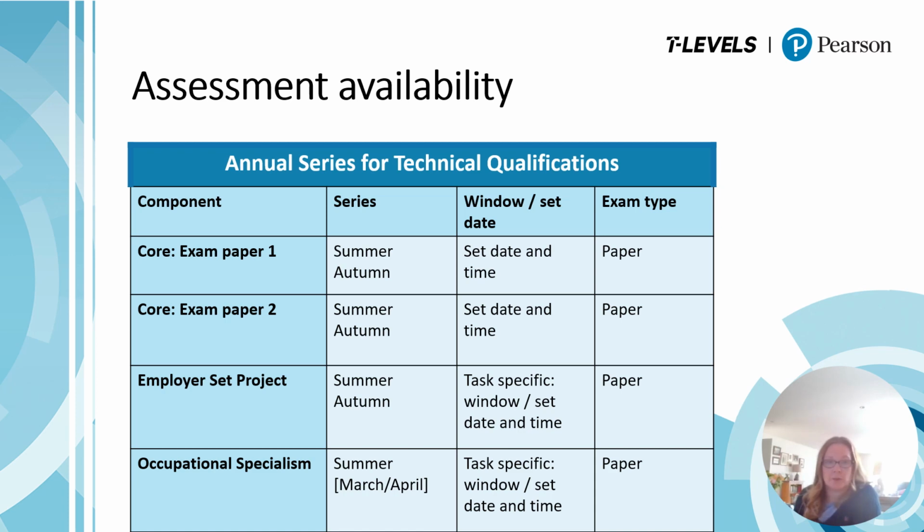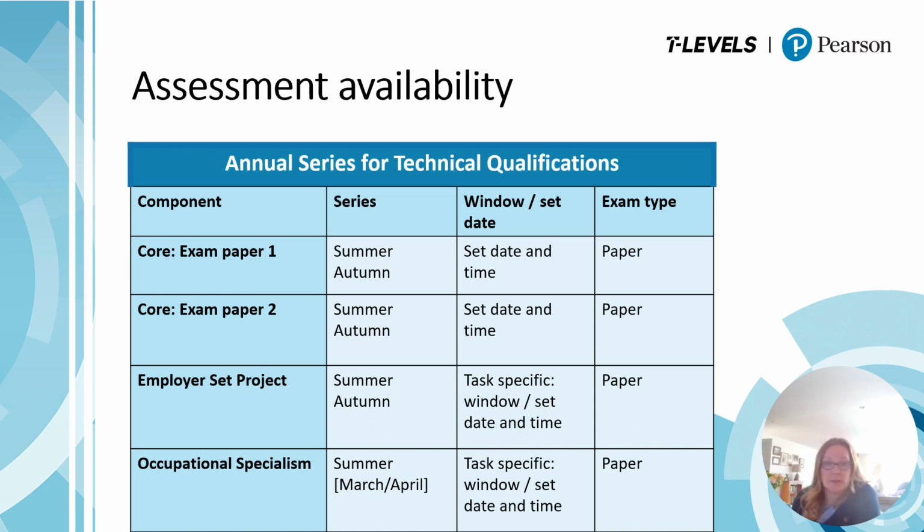There are two components: the core component and the occupational specialism. The core component has two subcomponents: the two exams and an employer set project. Students do not have to sit both subcomponents in the same series. For example, they could sit the two exams in the summer of their first year and the employer set project in the autumn of their second year. But please note, they must always sit both exams in the same series.